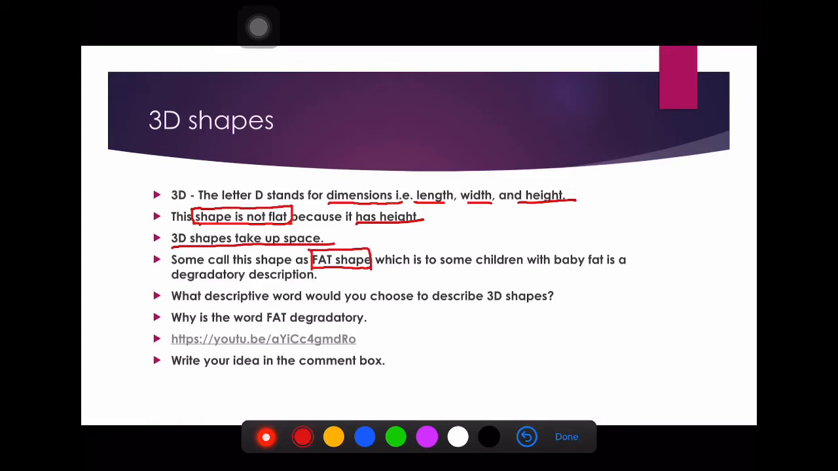Please don't use the words fat shape, because some of your students are sensitive about that. They might be bullied by school bullies and called fat. So fat is not a good description of a 3D shape. We need to find other words to describe the 3D shape. If you want to see a video on bullying where they call the victim fat, you can watch it here.